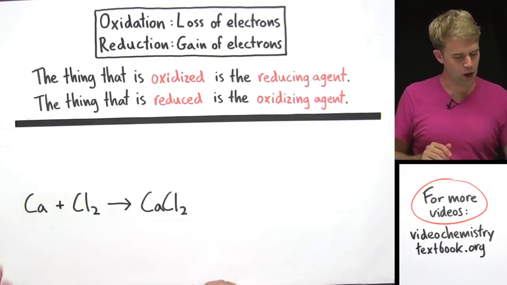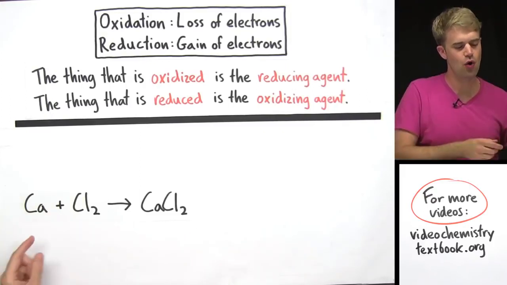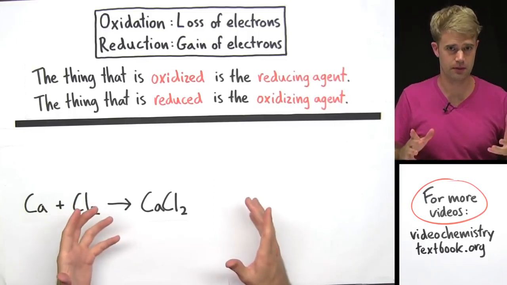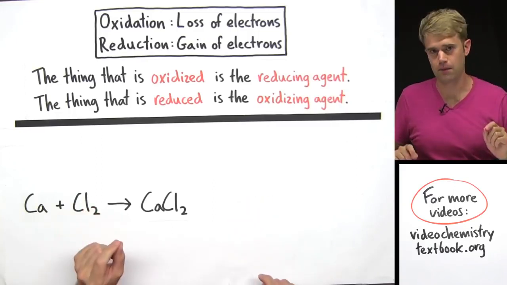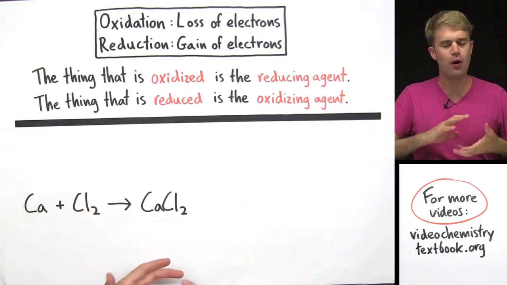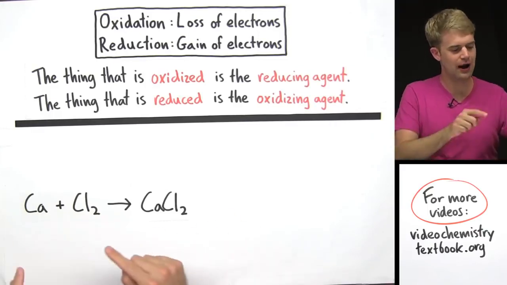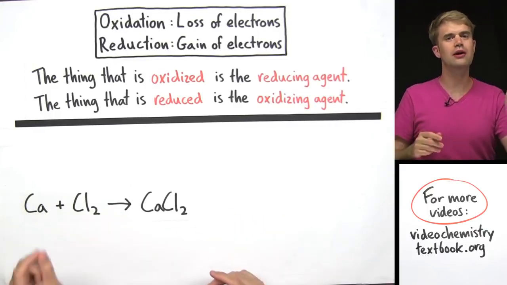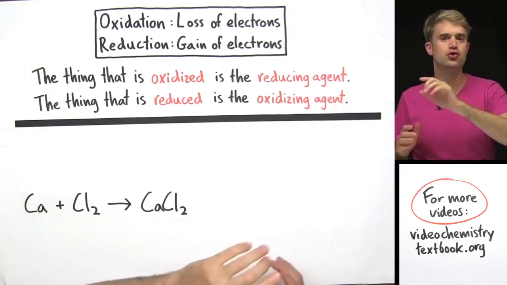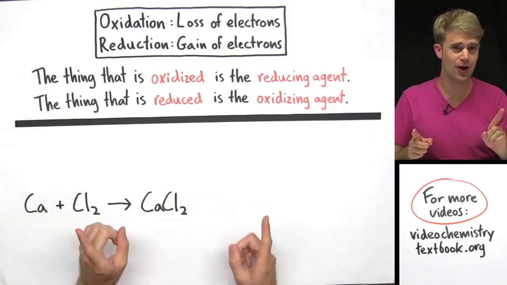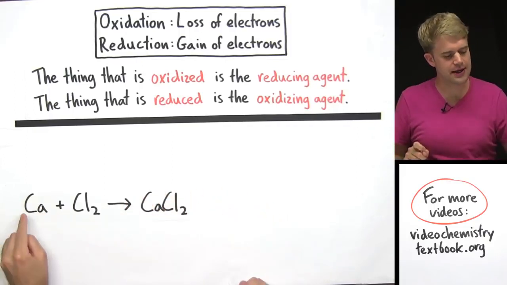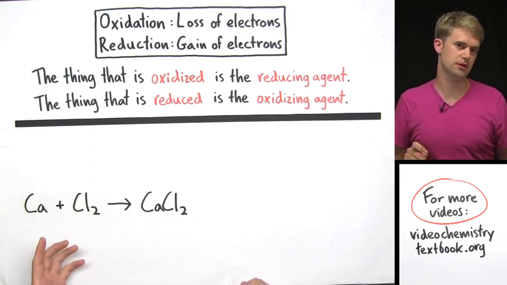We want to figure out which of these elements is an oxidizing agent and which is a reducing agent. In order to figure that out, we have to know how oxidation and reduction are happening in this equation. We have to look at how electrons are being transferred, and to do that, we have to look at the oxidation numbers of each one of these elements.